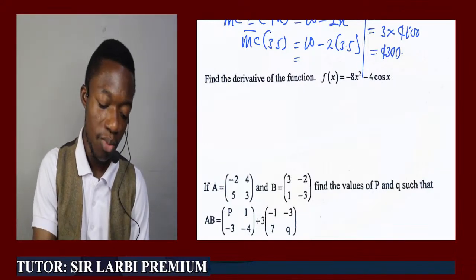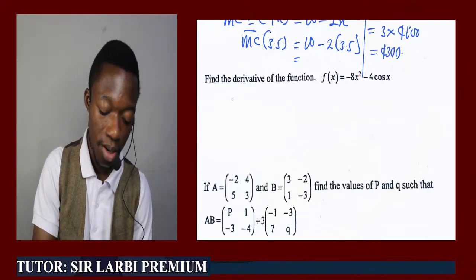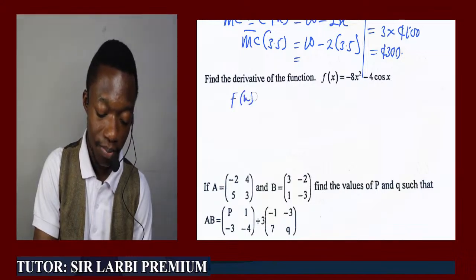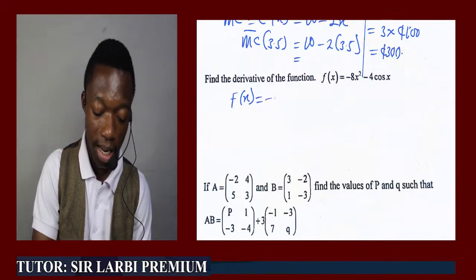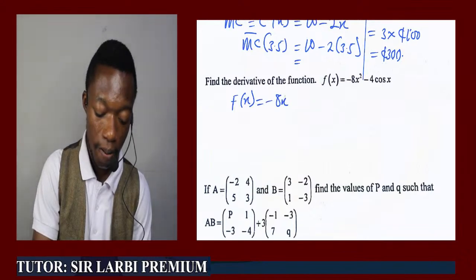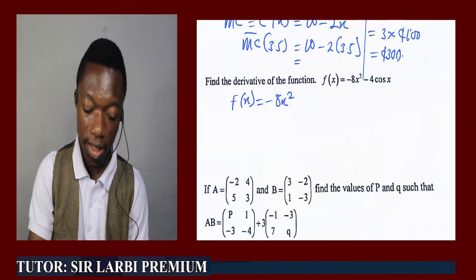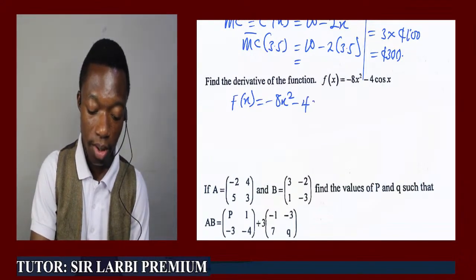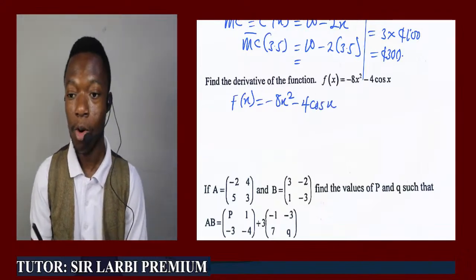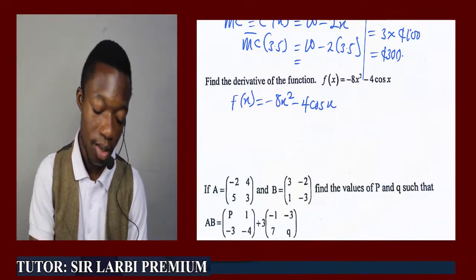So we just have to bring in the function here. We have our f of x to be equal to negative 8x squared minus 4 cos x. All right, so what do we do?